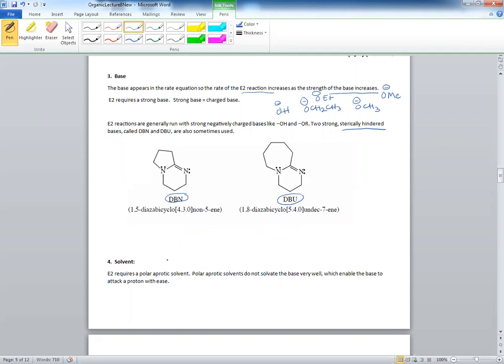It's noteworthy to mention, of course, a very common base, which is t-butoxide or tert-butoxide. So it's this bulky base. You are aware of it. It's a very common base used in organic chemistry. It's a bulky base, and a strong base as well.